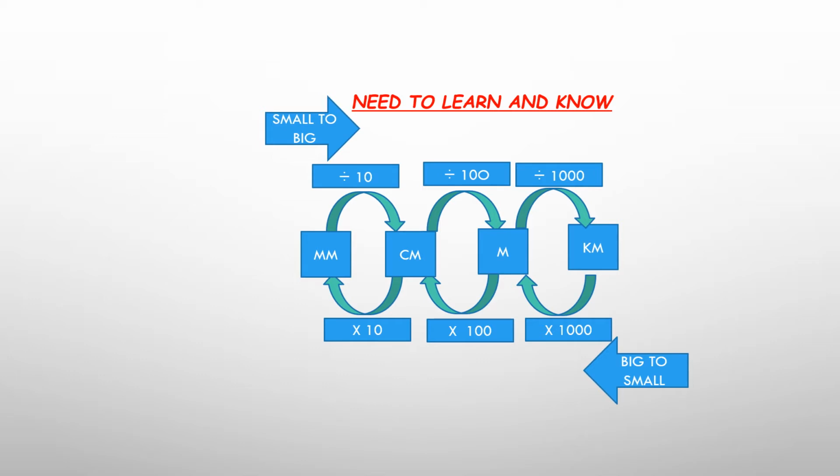And then the opposite way, to go from kilometres to metres, big to small, we multiply by 1,000. From metres to centimetres, big to small, we multiply by 100. And from centimetres to millimetres, big to small, we multiply by 10.